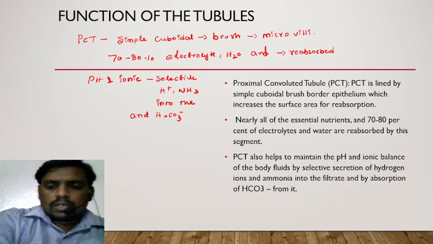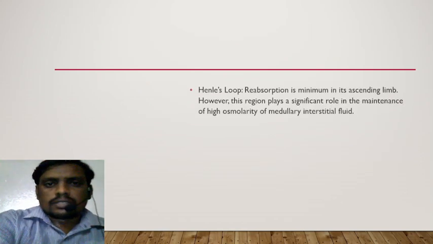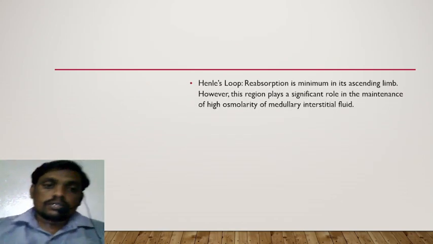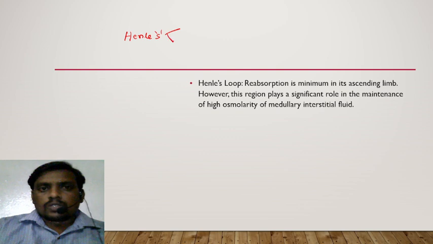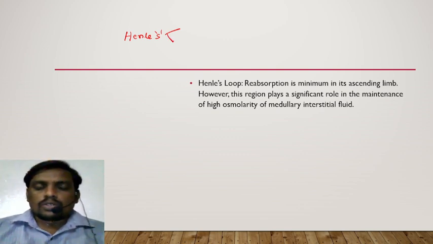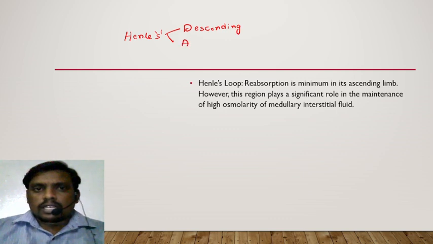Now, the next part of this nephron is Henle's loop. If you carefully see, Henle's loop contains two major divisions. The first one is the descending limb of loop of Henle, and the next one is the ascending limb of loop of Henle.